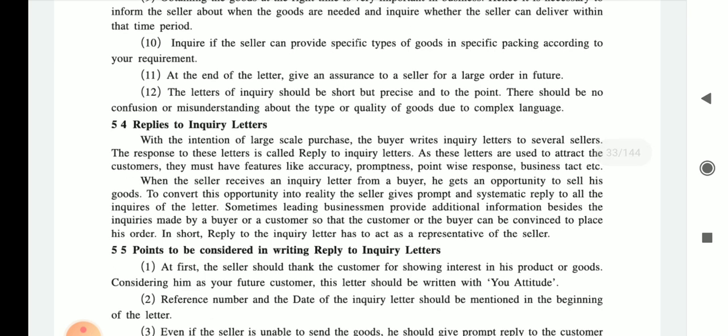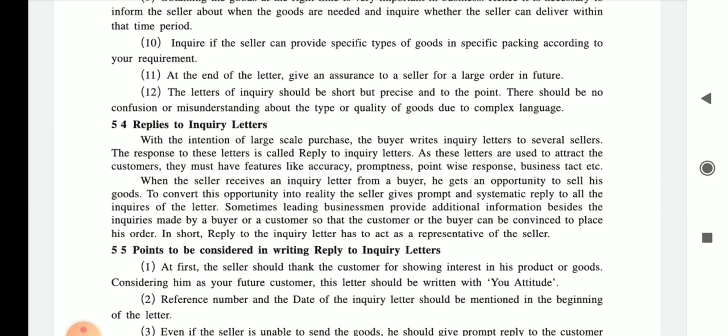So you have to make clear whether he or she will be able to provide good packaging as per your requirement. At the end of the letter, give an assurance to the seller for a large order in future. While writing this type of inquiry letter, at the end you have to give an assurance that you will give the order, or you will give a large number of orders in future.